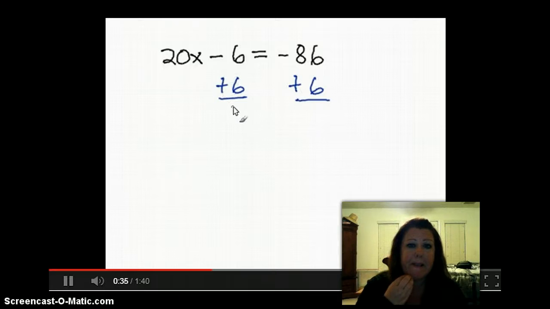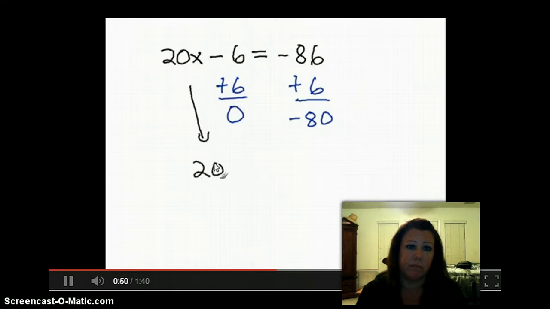Negative 6 plus 6 is 0. Negative 86 plus 6 is negative 80. Now, since minus 6 is gone, I'm going to rewrite my problem. I end up having 20x equals negative 80.